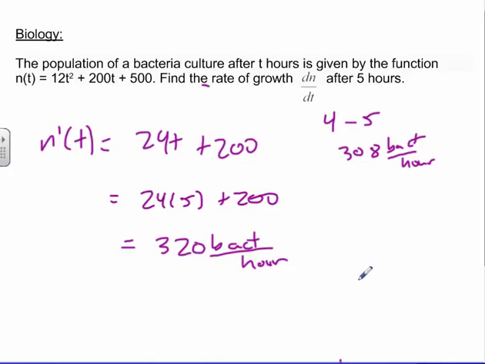And the math was drop dead simple. We took a derivative, we plugged 5 in. That's all there was to it. But the harder part is, can you wrap your head around the context in which this has to occur?